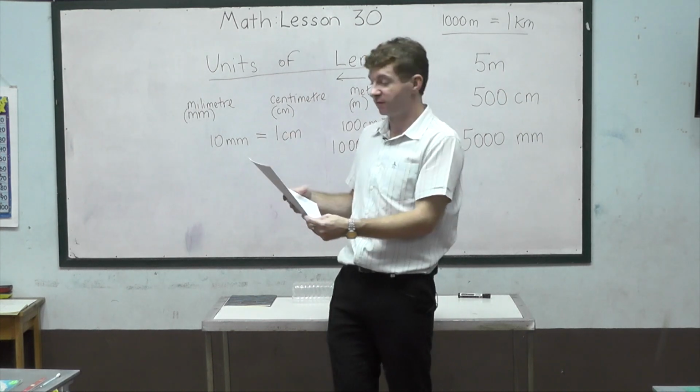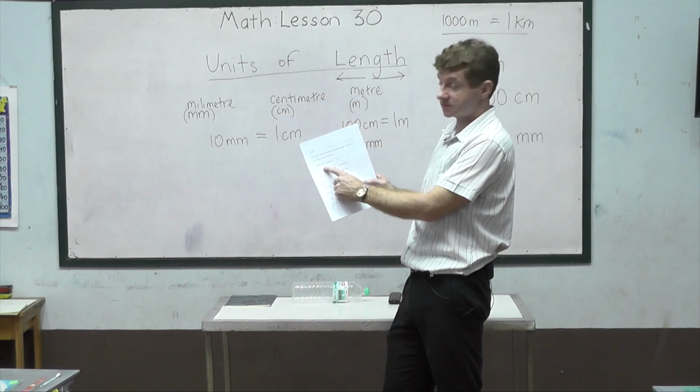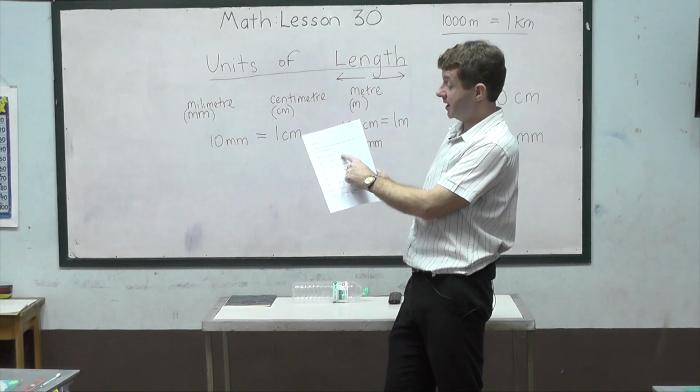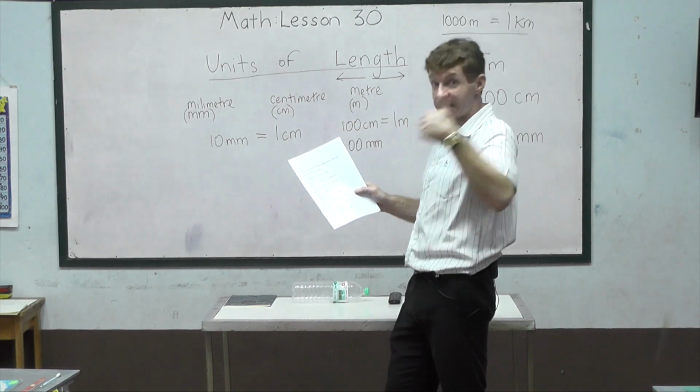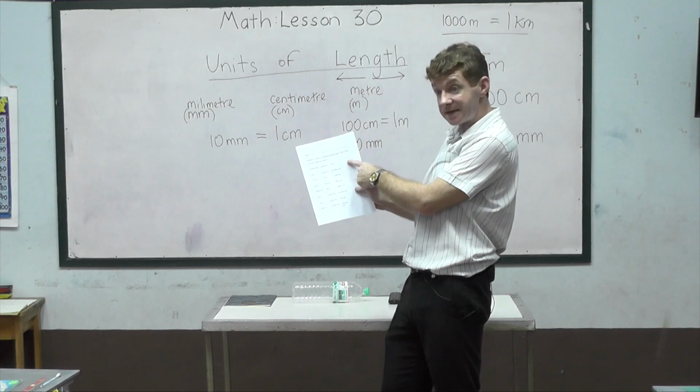For example, the first one, 30,000 millimeters, 3,000 centimeters, and 30 meters is the same. So in this box we can write yes.